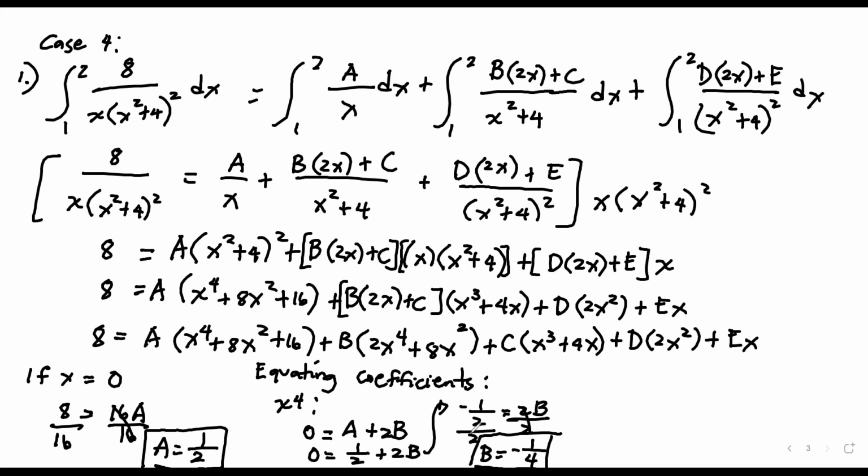And x cubed. Equate the coefficient for x cubed. So 0 equals, wala ditong x cubed, dito C. Okay? So meron na tayong C that is equal to 0. X squared. 0 equals 8A plus 8B plus 2D.